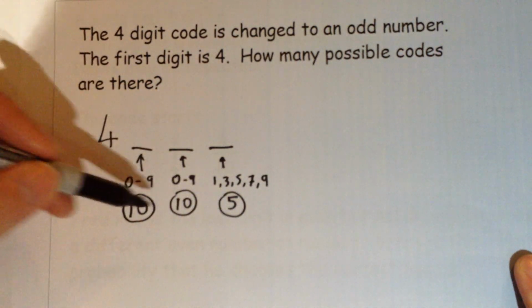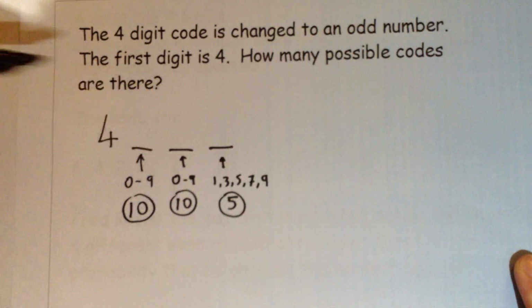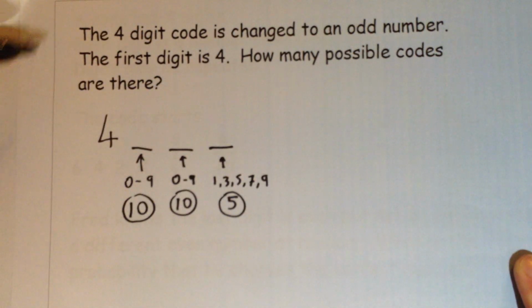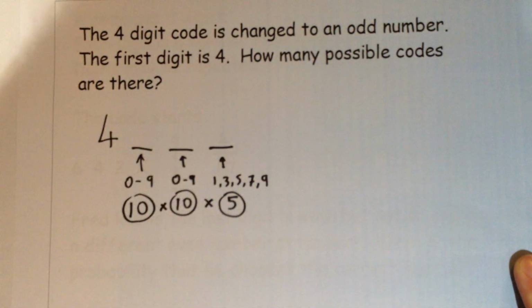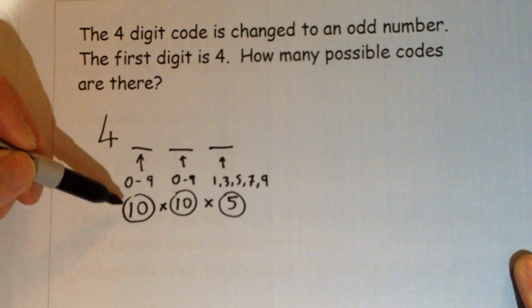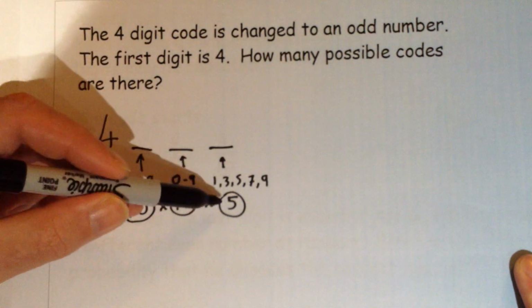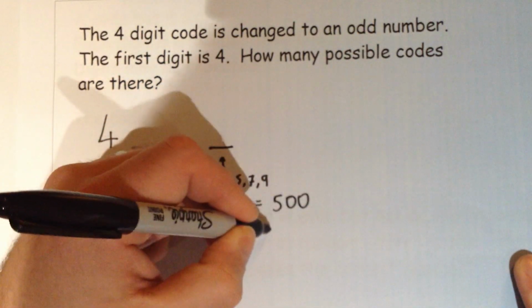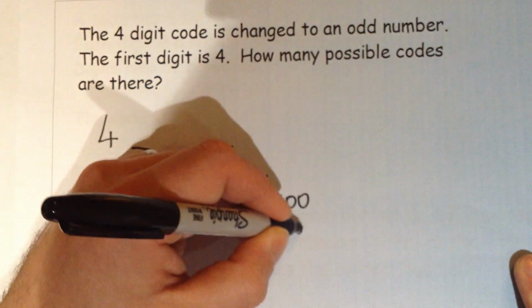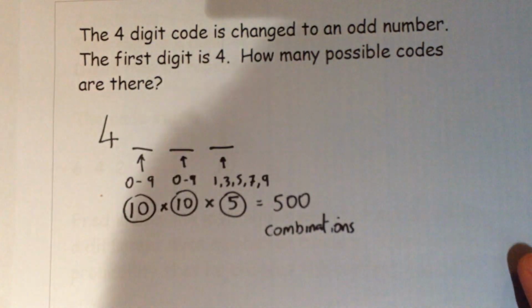If we want to know how many different combinations there are altogether, taking into account all of these provisos, all we actually do is we multiply together the number of numbers that we can pick from each time. So 10 times 10, 100, times by 5 gives us 500. That means there are 500 different combinations in total that the pin code could be.